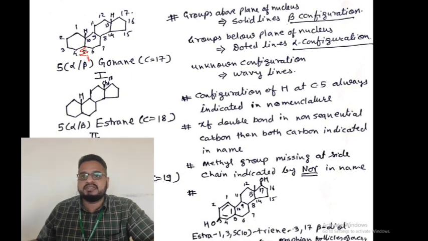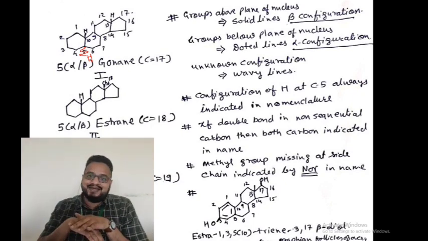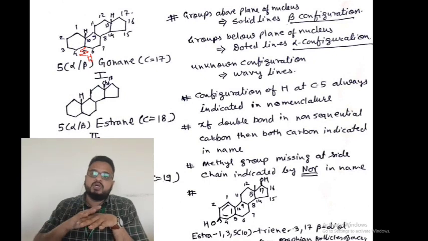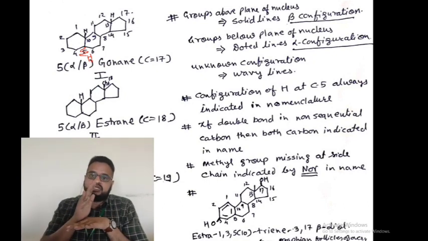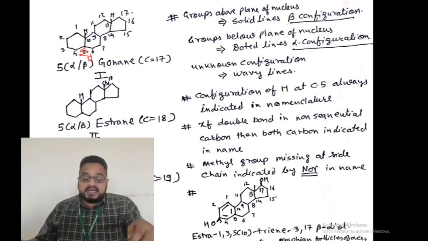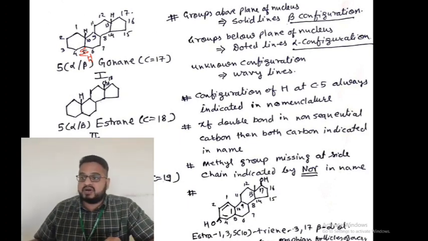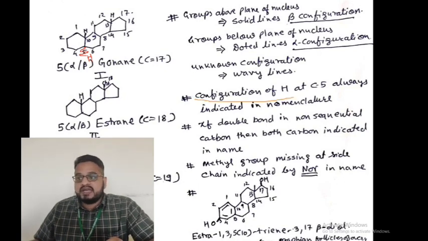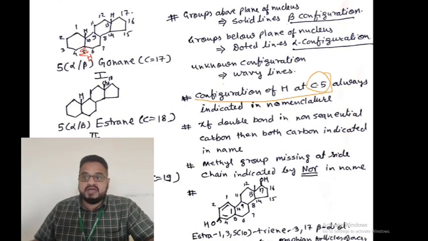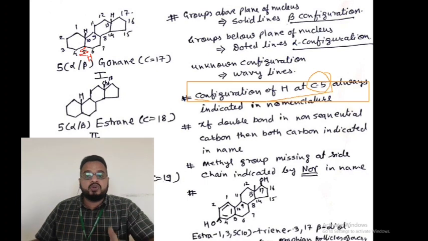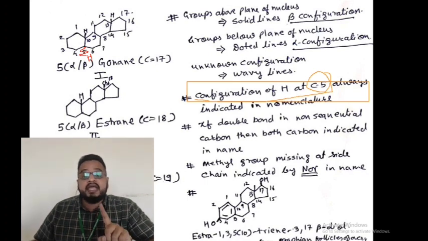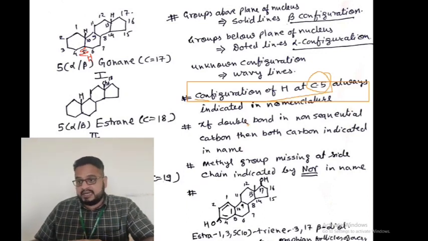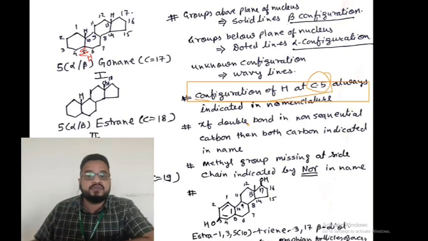Now if I draw like this, a wavy line and a proton, that means whether the group is below the plane, that is alpha configuration, or above the plane, that is beta configuration, is unknown. However, make this very clear, the next point I am going to discuss is the configuration of the proton at C5. Always remember, the configuration of the proton at C5 is always indicated in the name of that particular steroid.